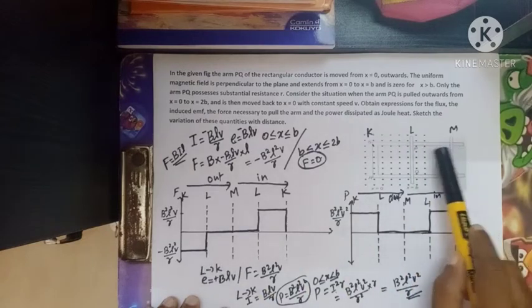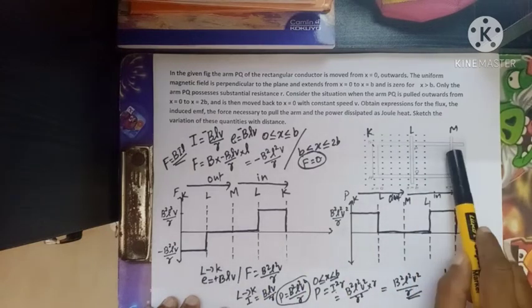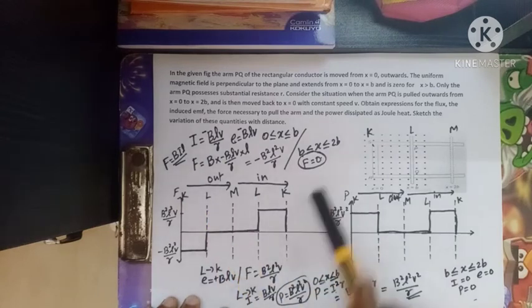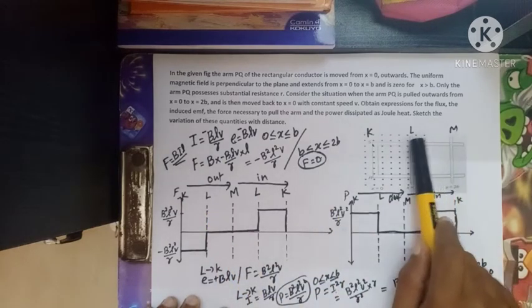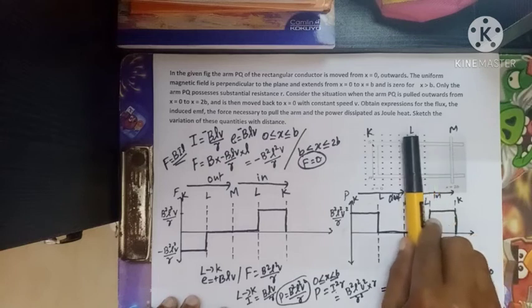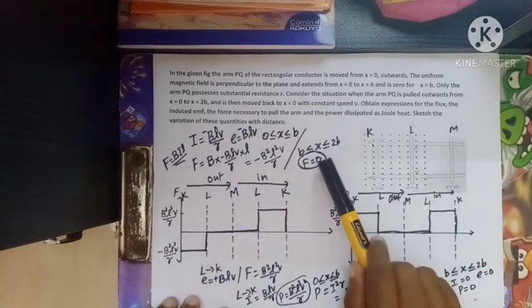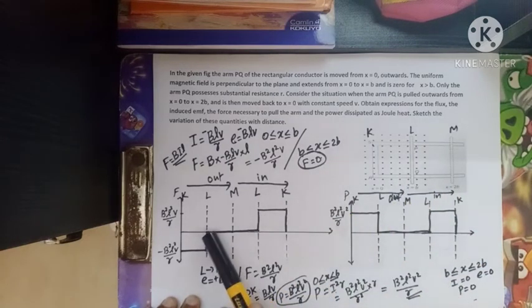Thereafter, from L to M the induced EMF is 0, so the force will also be 0. Returning from M to L, the inward journey, the induced EMF is again 0, so the force will be 0. So for L to M and M to L, we have a force value of 0.